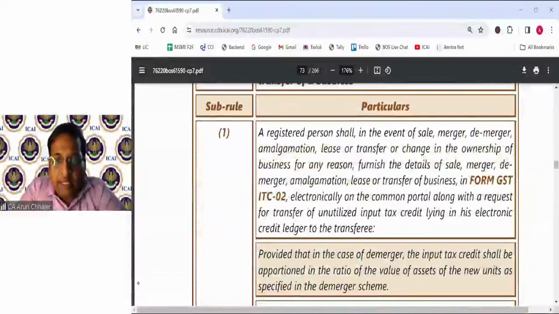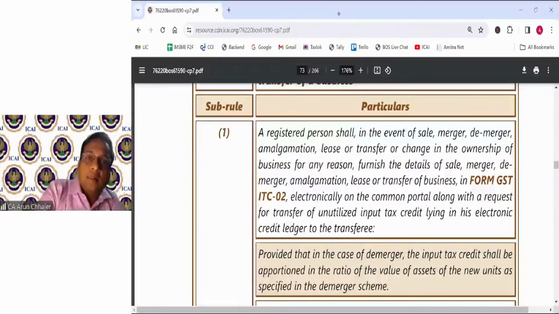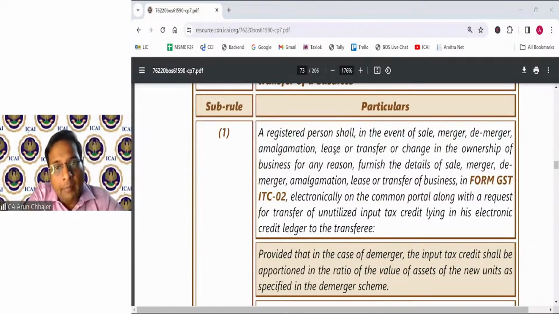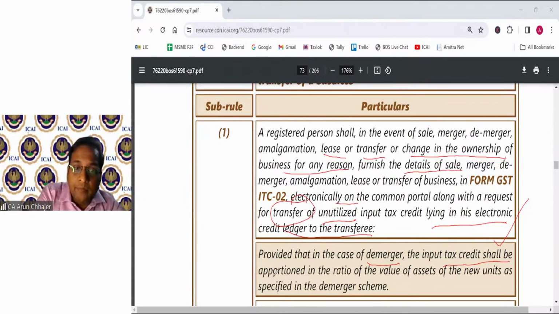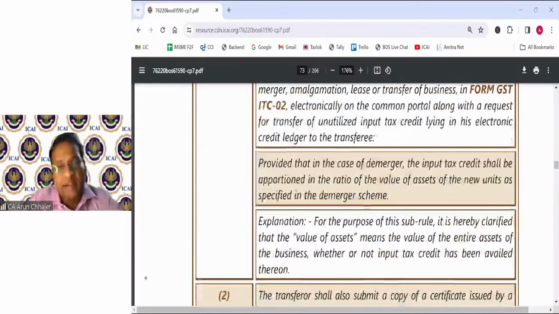So rule 41, a registered person shall, in the event of the sale, merger, demerger, amalgamation, lease, transfer, or change in the ownership of the business for any reason, furnish the details of the sale, merger, demerger, amalgamation in ITC-02 electronically on the common portal, along with request for transfer of unutilized ITC lying in his electronic credit ledger to the transferee. Okay. Proviso says that in case of the demerger, the input tax credit shall be apportioned in the ratio of the value of the asset to the new entity specified in the demerger scheme.